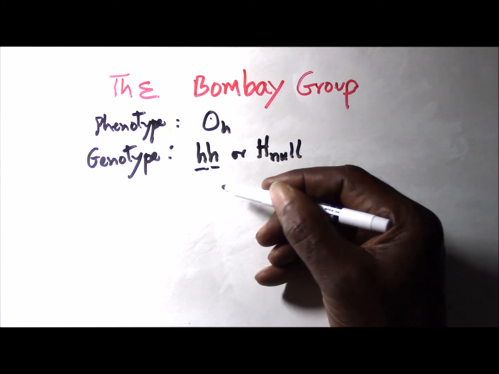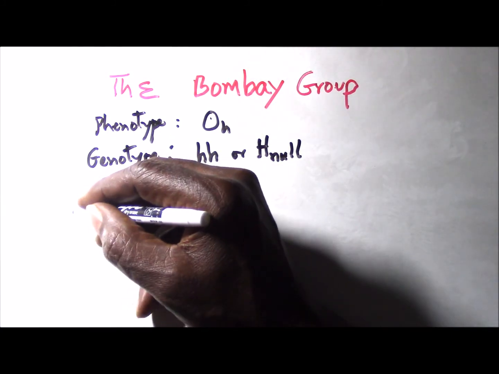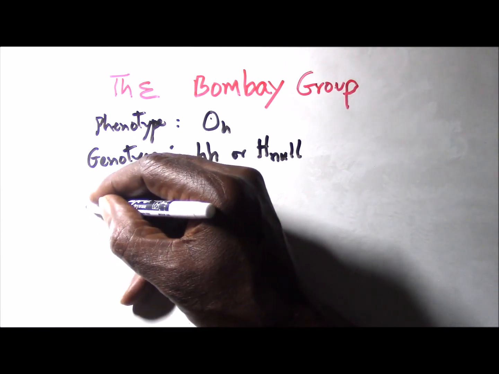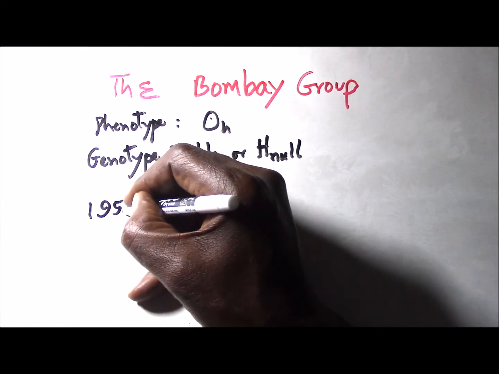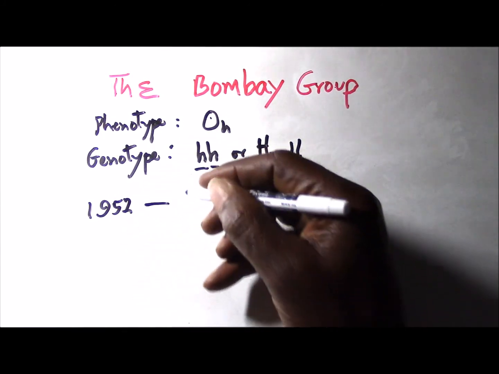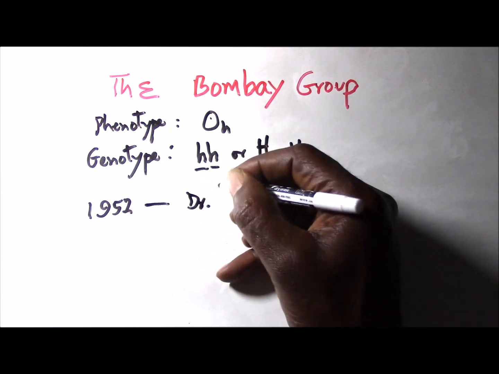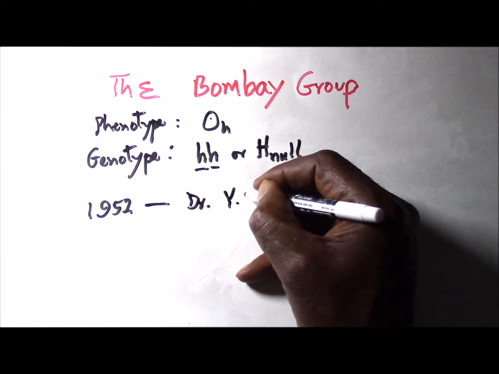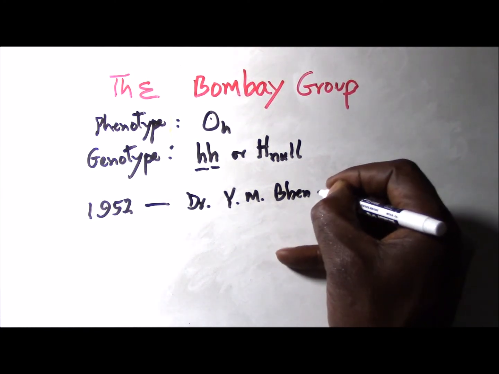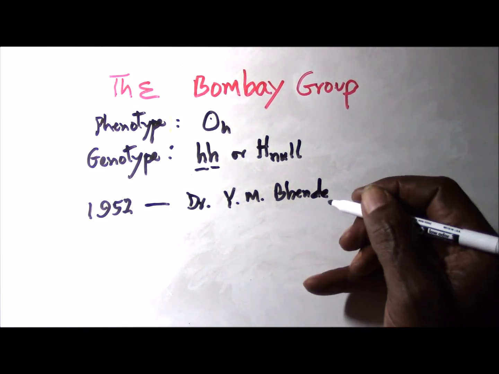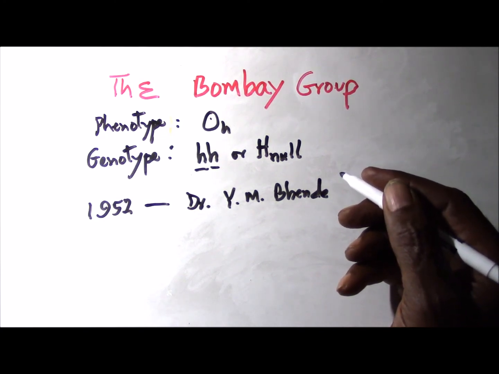Now, the Bombay phenotype or blood group was first discovered in 1952, which is some 64 years ago, by one Dr. Y.M. Bhende. He made this discovery in Bombay, which is present-day Mumbai.